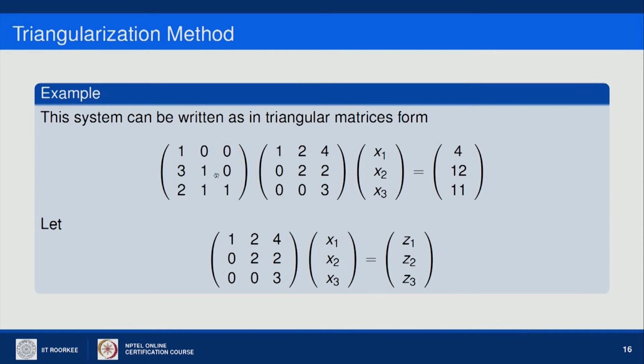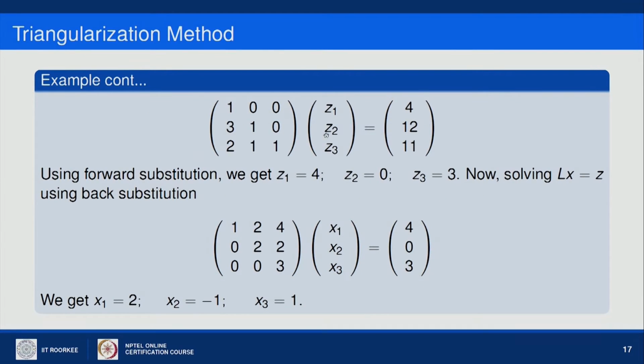So, I can write this as the product of L into U x equals B. Now, assume this equals Z1, Z2, Z3. So, what will happen if I substitute this by Z1, Z2, Z3? The original system can be written like this. From here, using forward substitution, I can get Z1 equals 4, Z2 equals 0 and Z3 equals 3. What will I do now?